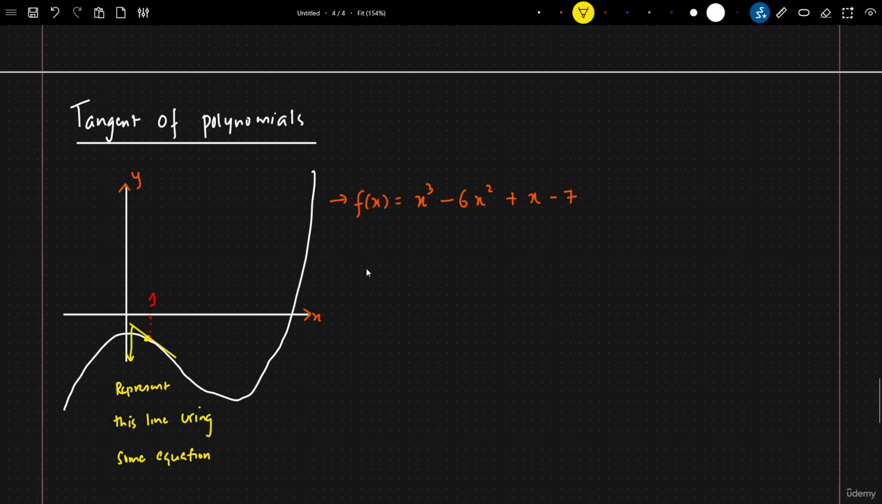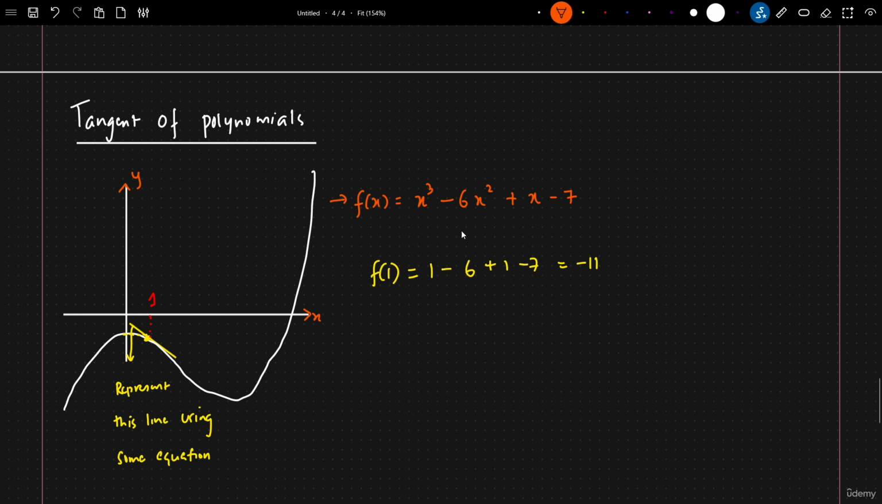Let us do one thing. If I calculate what will be my f of x with respect to 1, what will be this value? So here I will replace x with 1. So this will be 1 minus 6 plus 1 minus 7. Overall, if you do the summation, this comes to minus 11. So this is what is my f of 1, the y coordinate if my x is equal to 1.